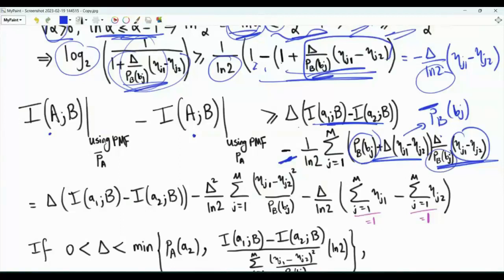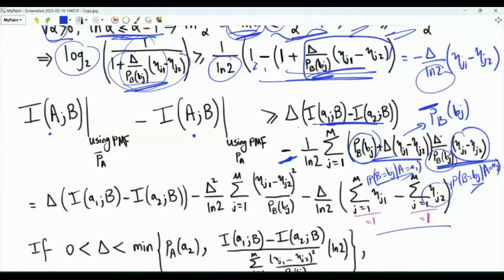This probability goes with this probability, and we will have a term minus delta over ln 2, and then we have summation eta j1 minus summation eta j2. Now this is equal to 0, because each sum is equal to 1, because we are here summing the probability that B is equal to Bj, given that A is equal to A1. And here we are summing the probability that B is equal to Bj, given that random variable A is equal to A2. We are summing PMFs. Each one gives unity, and the difference is 0.